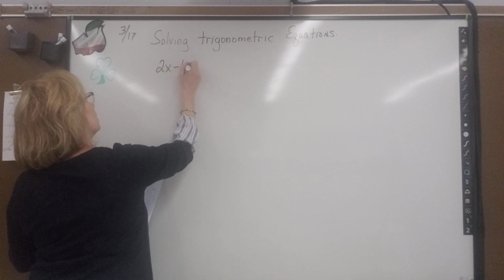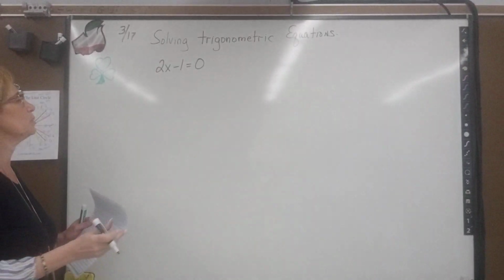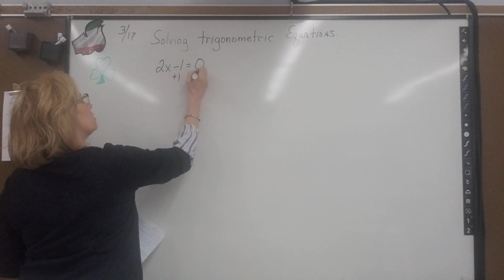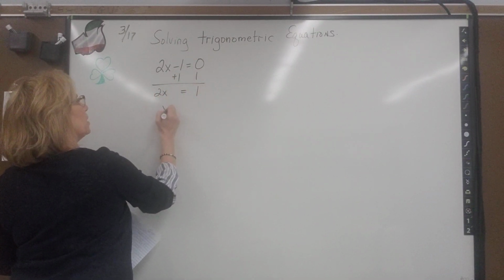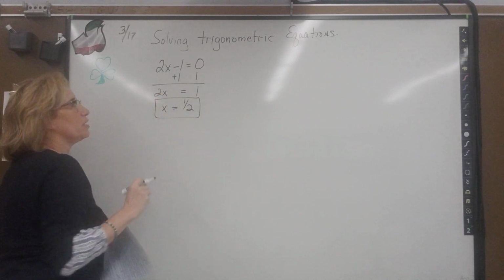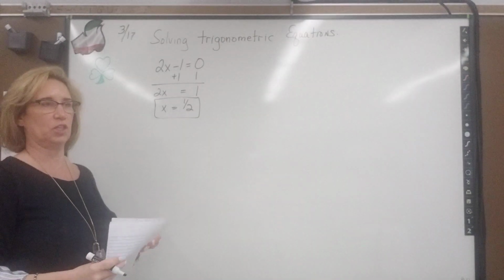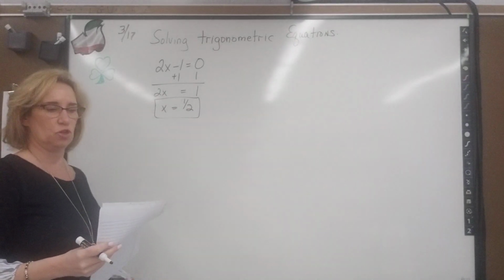2x minus 1 equals 0. No, this is not a joke. Okay, so how would we solve this? We're going to add 1 to both sides. Divide by 2. X is 1/2. Okay, I'm pretty sure there's no one out there who cannot solve this equation. If you can solve this equation, you're going to be able to do the trigonometric.